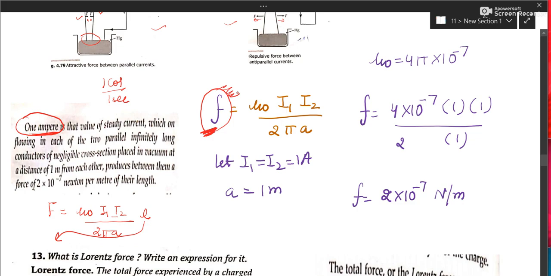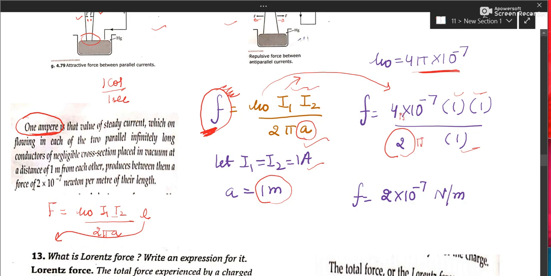How to define? Let us take current as 1 ampere. Let us take distance as 1 meter, the separation between them. Mu naught's value is 4 pi into 10 to the power minus 7. I have substituted mu naught's value. I1, I2 is 1 ampere, 1 and 1. Distance is 1. This is 2. It is 2 pi and this is 4 pi. Pi cancel, 2 cancel. So force came as this.